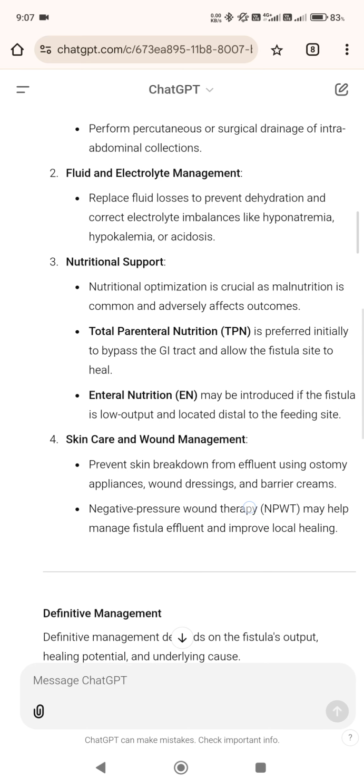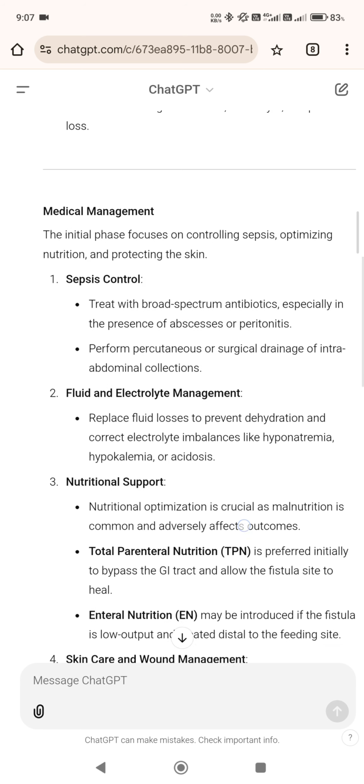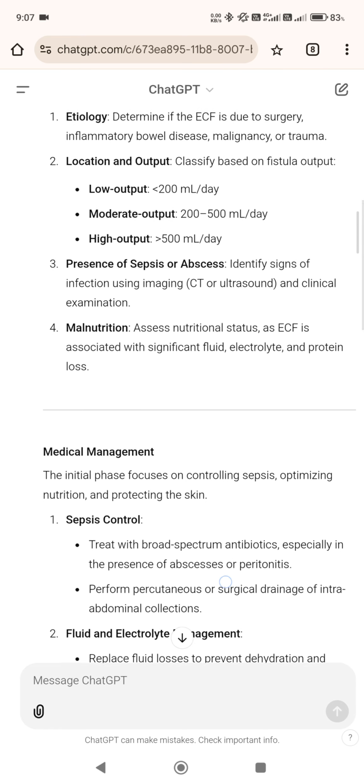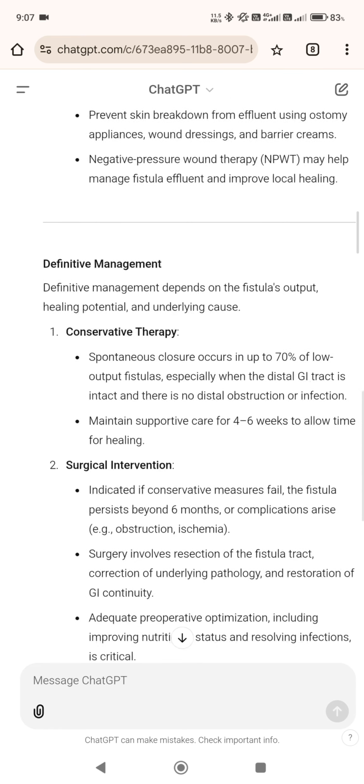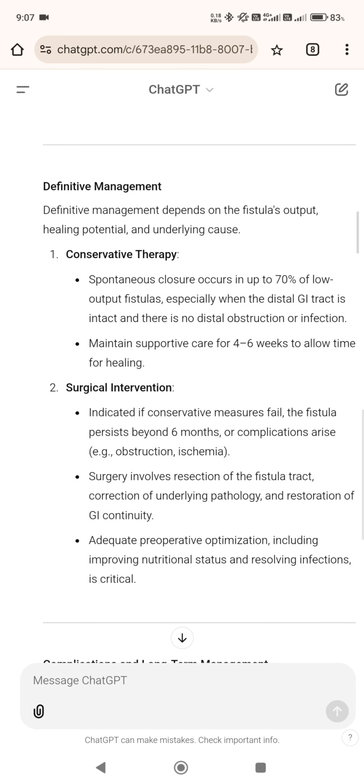Definitive management. Definitive management depends on the fistula's output, healing potential, and underlying cause. 1. Conservative therapy. Spontaneous closure occurs in up to 70% of low-output fistulas, especially when the distal GI tract is intact and there is no distal obstruction or infection. Maintain supportive care for 4 to 6 weeks to allow time for healing.